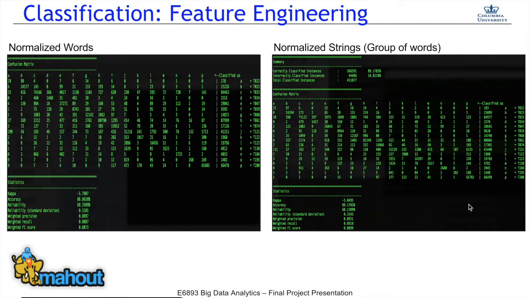We train our algorithm with two sets of features, the UMLS normalized words and the UMLS normalized strings, which are a group of words. I want to focus your attention in the statistic area of these screenshots, in particular the accuracy and reliability. Looking at these statistics, we see that the normalized strings had a higher accuracy than the normalized words. So we decided to use the normalized strings as the feature set to continue training this algorithm.